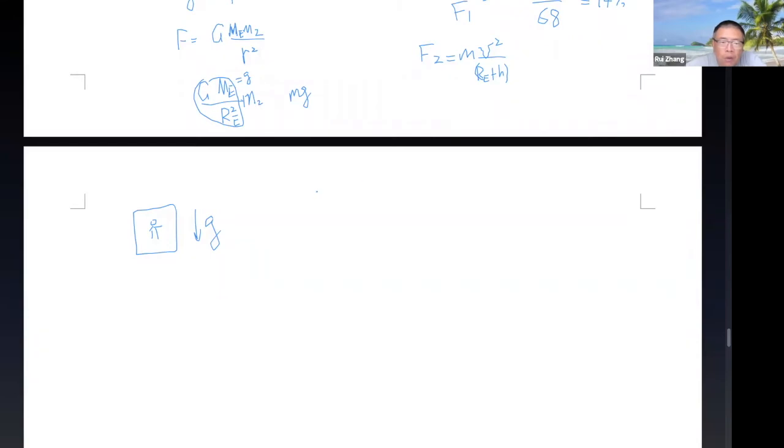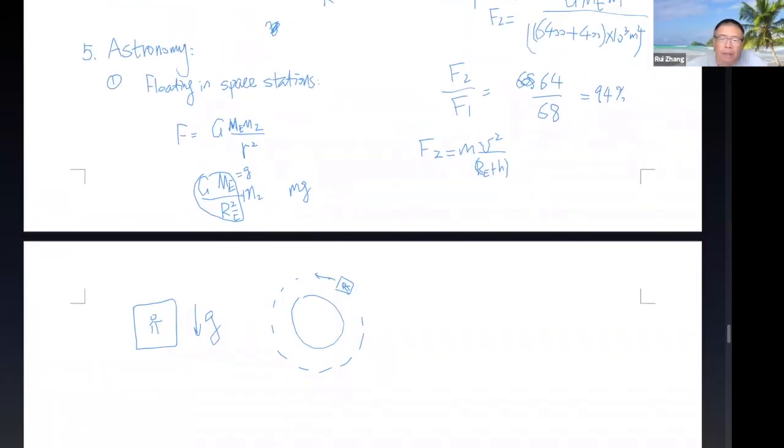Same thing here. If you're in a space station that's rotating around the Earth, again, the gravitational force has been used to do the centripetal acceleration. So there's no relative motion of you with respect to the space station. You're just floating inside the space station. Okay, so that's actually the key why you see everybody in this space station floating, not because they don't have gravity. The gravity is still there, it's still 94% of gravity, but because everything's rotating. Okay, does that make sense?